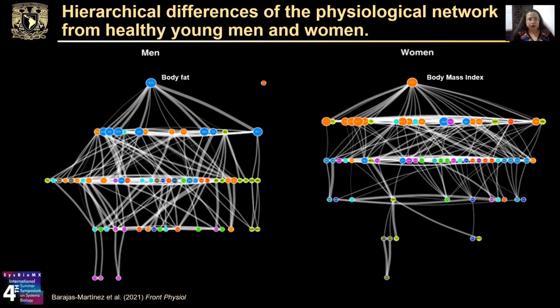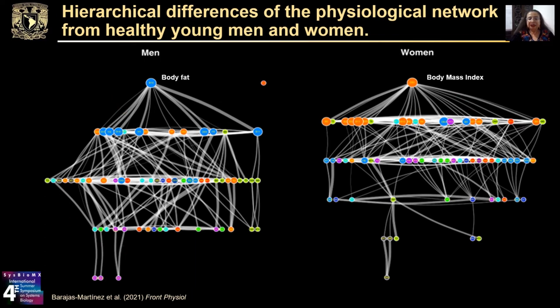We can see the difference in importance better by considering the hierarchy of the physiological network. Plotting by hierarchy, I mean which are the nodes that are more important and more relevant to the system. If we consider young, healthy people, for men, body fat is the most important, but for women it is body mass index. And also, as you see in this hierarchy, there are more nodes in each of the levels for women compared to men. And most important, there are many more connections between all the levels and between all the nodes in the same level in the case of women than in the case of men.